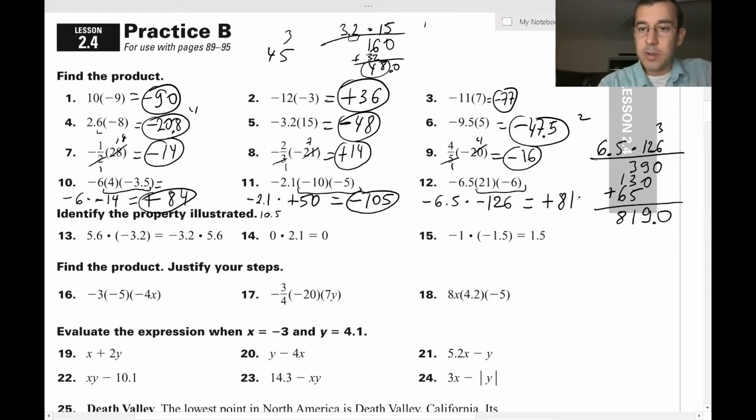So plus 819 is the answer for number 12. Okay, so next one, identify the property illustrated.